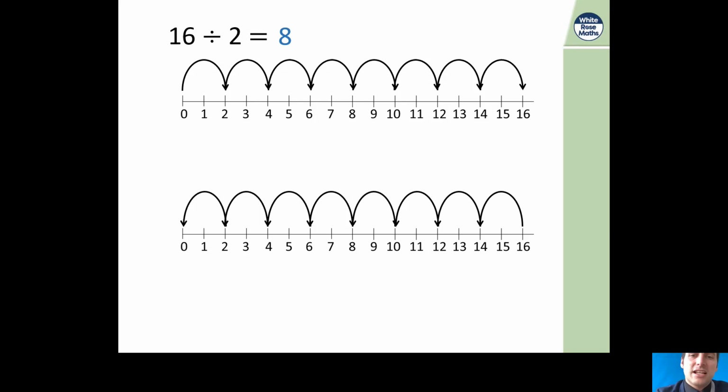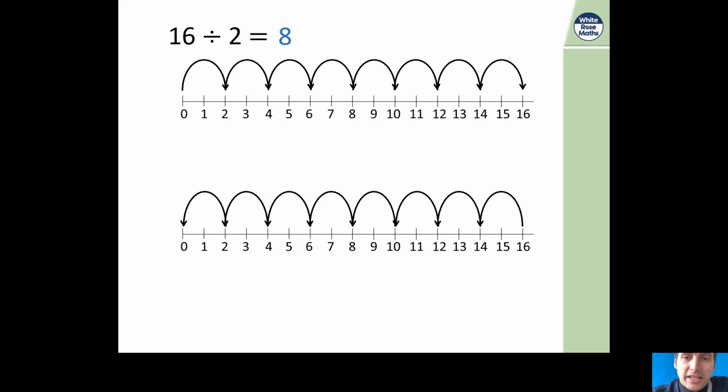And then additionally, a little bit of skill space for you here. We've got 16 divided by 2. So again, we're jumping along. You don't need to jump. Maybe you fancy doing a bit of jumping along at home. Think about that 2 times table. 16 divided by 2, jumps of 2, then to 4, to 6, to 8, to 10, to 12, to 14, and to 16. And so we see that we've got 8 jumps, and therefore 16 divided by 2 is 8.